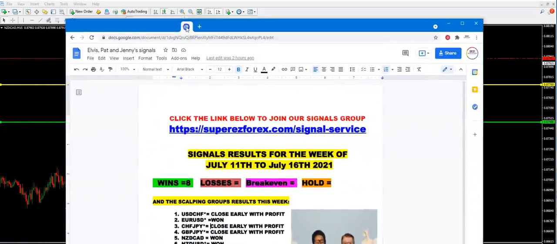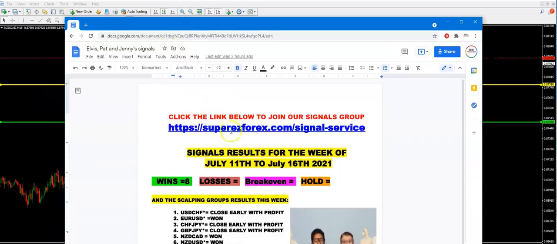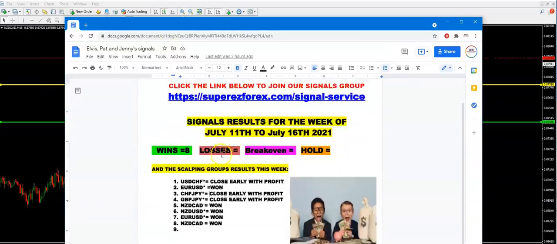So let me bring this on screen. Right here, this is the report that we send out every week to the Signals group at the end of the week, showing proof of what happened.